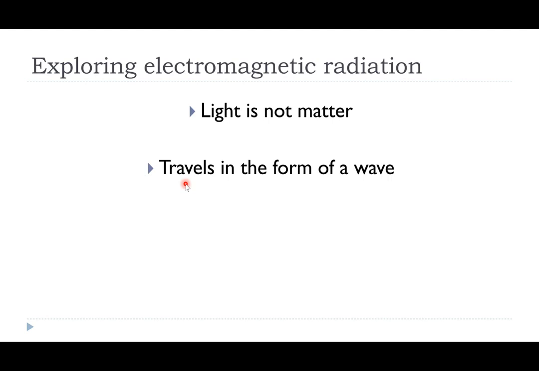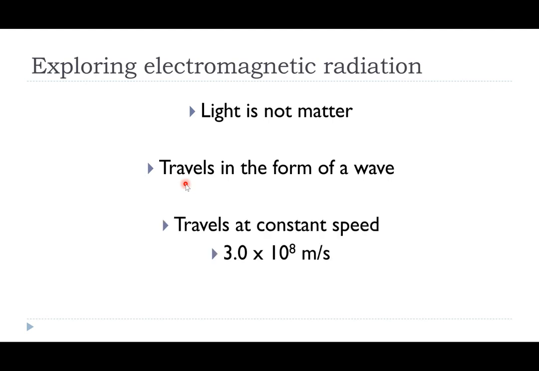Light is not matter. It travels in the form of a wave. And in a vacuum, it travels at a constant speed, which is not something that you're going to need to know. We don't do any calculations with the speed of light. We've got a lot more on our plate that we need to focus on. So that's something that I don't really go too in depth with.